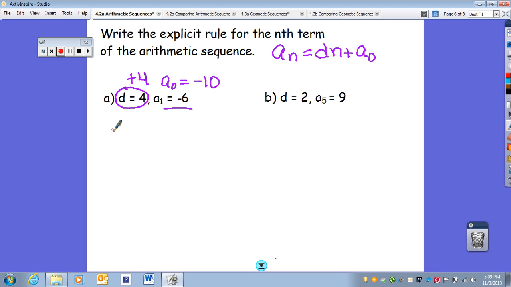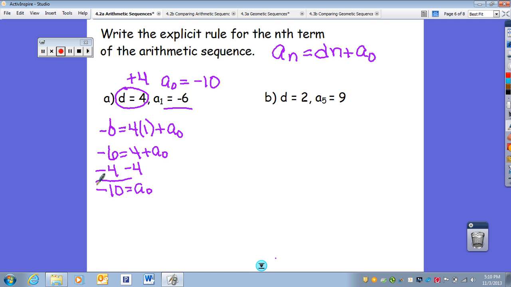We can say that a sub 1, which is negative 6, equals my difference, which is 4, times my n number, which is the first term, plus a sub 0. And we could actually write an equation and solve and find out what a sub 0 is. So negative 6 equals 4 plus a sub 0. And to solve, I'm going to subtract 4 from both sides. So negative 10 equals a sub 0.